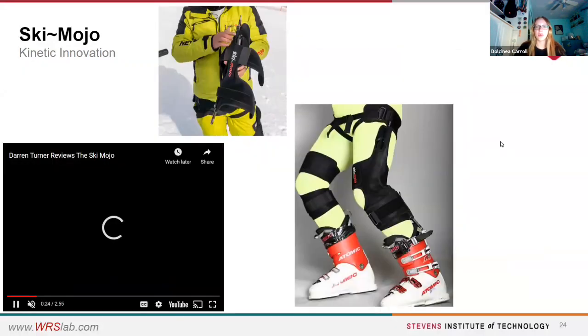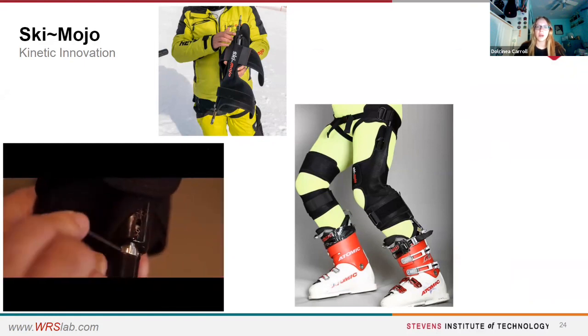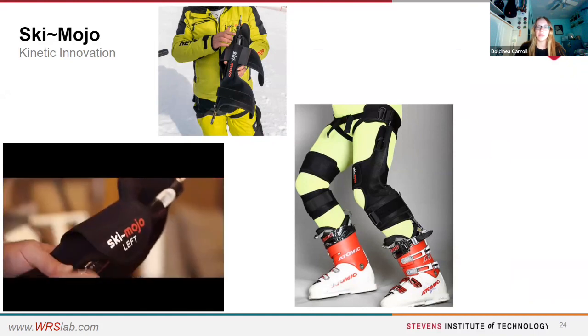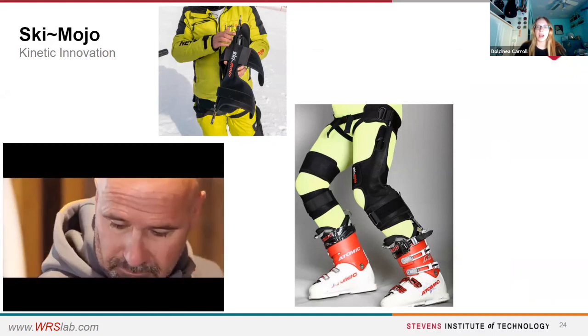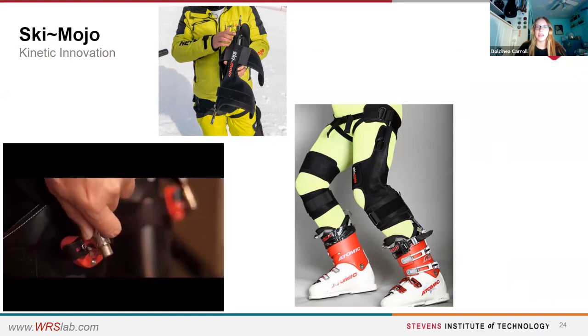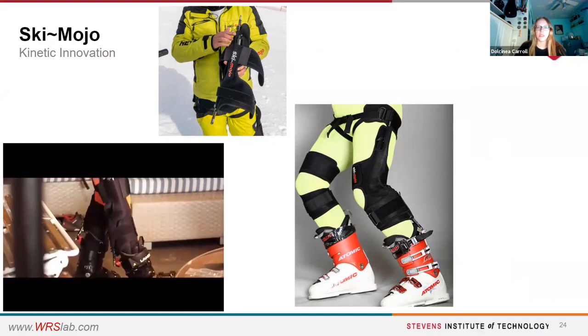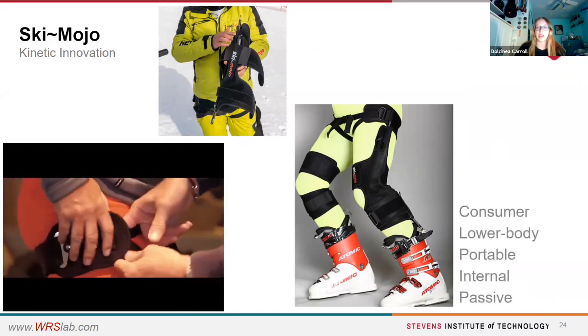Our last example we will be examining is the Ski Mojo. The Ski Mojo is a shock-absorbing device used for skiing. It relieves pressure from the knees. This exoskeleton, unlike the others we looked at, is a consumer-level device. It is used to relieve pressure from the knees while skiing, so this is a lower body specific item.